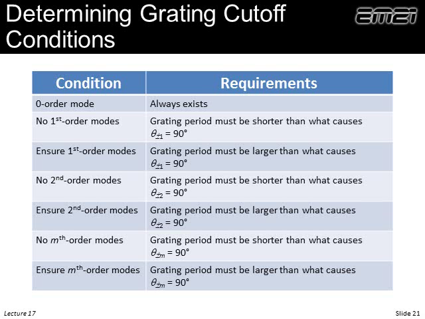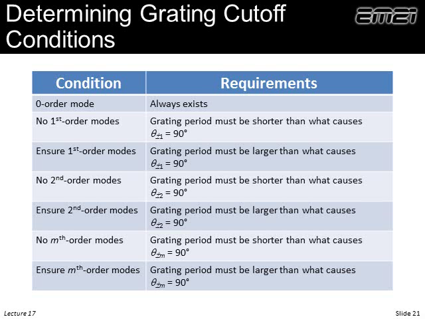Likewise, if we want to make sure that we have first order modes, we would calculate that same grating period, but then say our actual grating period needs to be larger than that. Then we would be ensured to have first order modes. Well, let's say we want first order modes, but we do not want second order modes. Well, then we figure out what is the grating period so that the angle of those second order modes is exactly 90 degrees. If we don't want those, our grating period has to be shorter than that. If we do want it, our grating period has to be larger than that. Well, we can generalize that, and we can figure out what period our gratings need to be to ensure that we don't or do have certain diffracted modes.